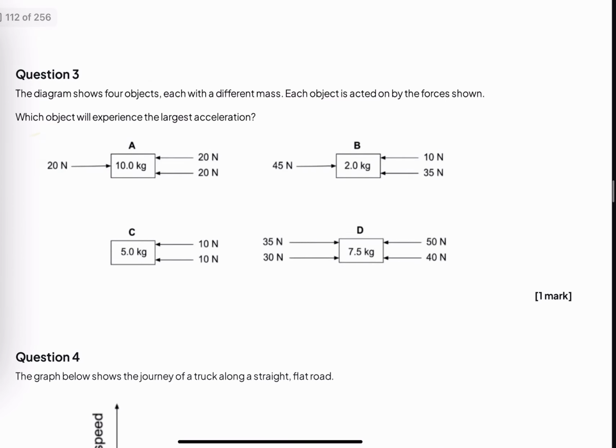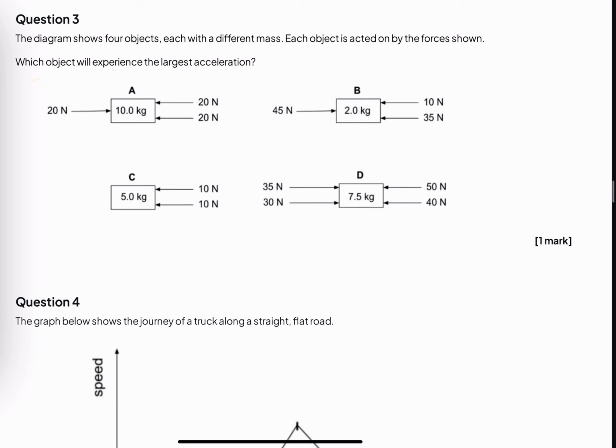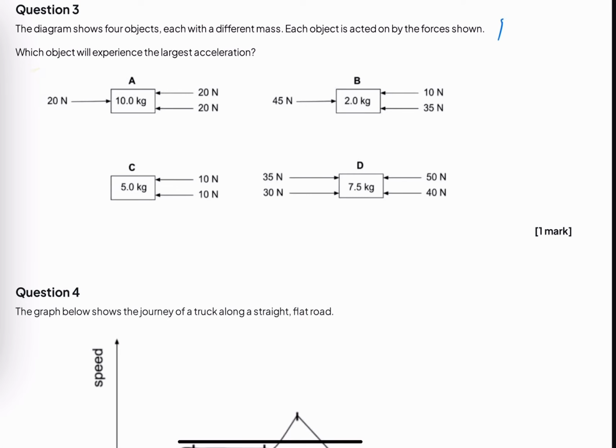In the third question, the diagram shows four objects, each with different mass. Each object is acted on by the forces shown. Which object will experience the largest acceleration? For the acceleration, we also use Newton's second law. F equals ma, so a equals F divided by m. Here F is the resultant force and m is the mass. Mass is given for all the objects on the diagram. The first is mass 10, this is 2, this is 5, this is 7.5.